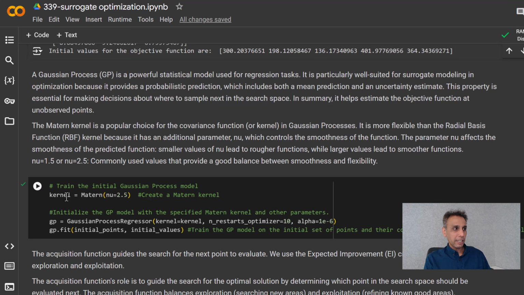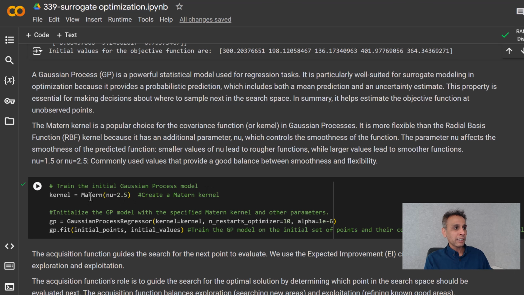Again, this is where I defined my kernel for the Gaussian process as Matern with a nu value of 2.5. The Matern kernel is a popular choice of kernel for the Gaussian process. It's more flexible than alternatives like radial basis because there is an additional parameter that you can fine tune. This nu parameter, if it's a value of 1.5 or 2.5, will lead to smoother functions. So I put a value of 2.5. You can put something else if you want and experiment with it.